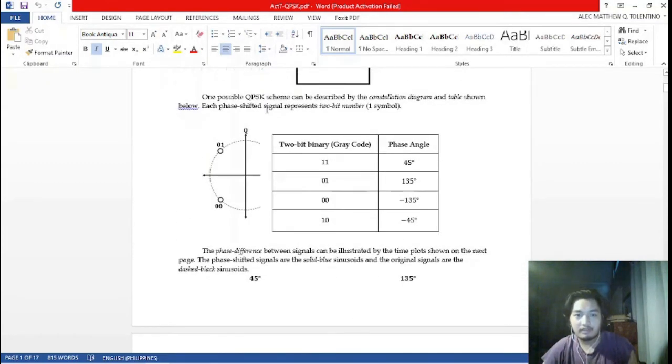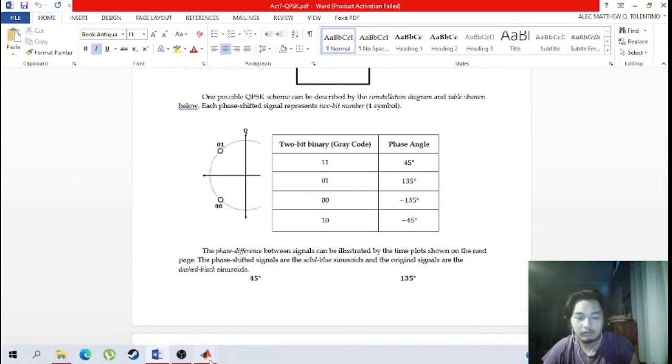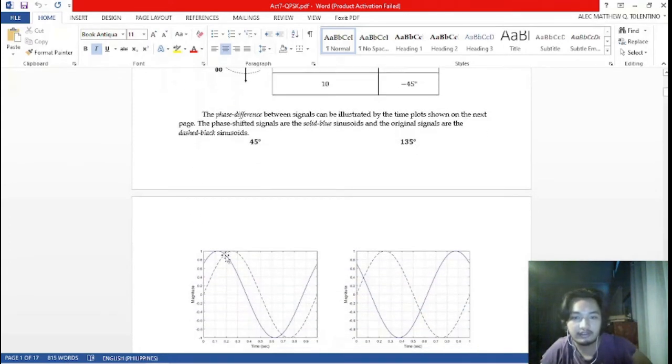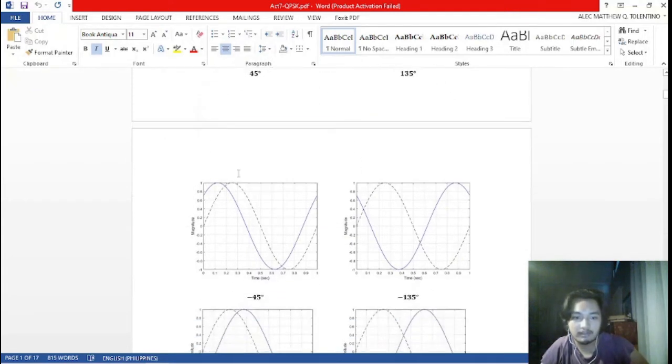So one possible QPSK scheme can be described by the constellation diagram and table shown below. Each phase-shifted signal represents a 2-bit number, or 2 bits per symbol. The phase difference between signals can be illustrated by the time plots shown on the next page. The phase-shifted signals are the solid blue sinusoids, and the original signals are the dashed black sinusoids.